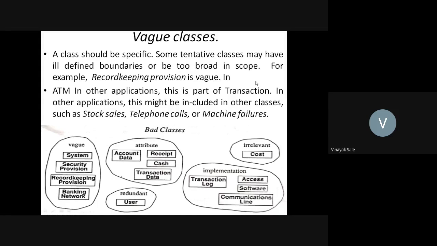For example, record keeping provision is vague. The ATM transaction log is a part of a transaction. In other applications, it might be included in other classes such as stock sales, telephone calls, or machine failures. These are the vague classes.